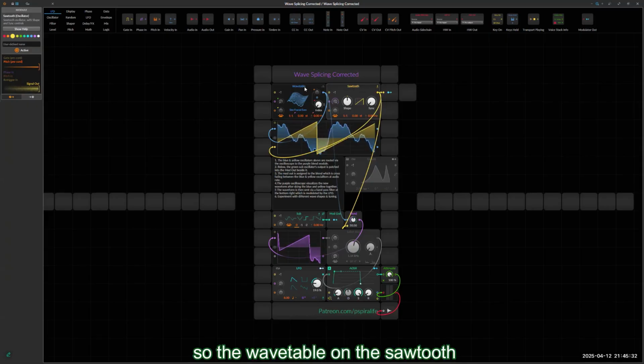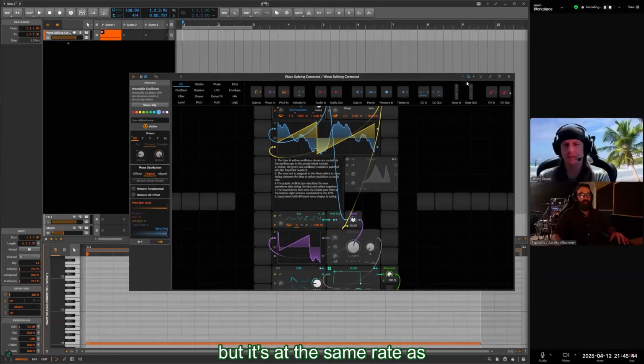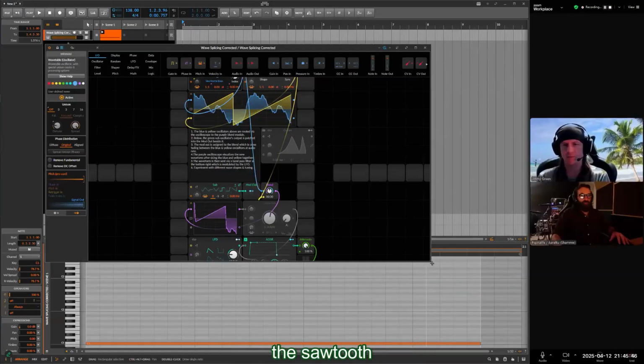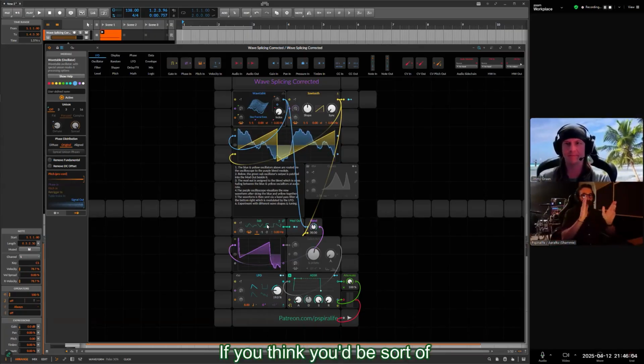Oh, so the wavetable and the sawtooth are just getting blended together, like having them next to each other. But the oscillator is working as an LFO, at the same rate as the sawtooth. And if you choose a square shape, then it's an on-off switch, which is the most accurate choice if you want to call it splicing, if you think of cutting the two different waveforms down the middle.